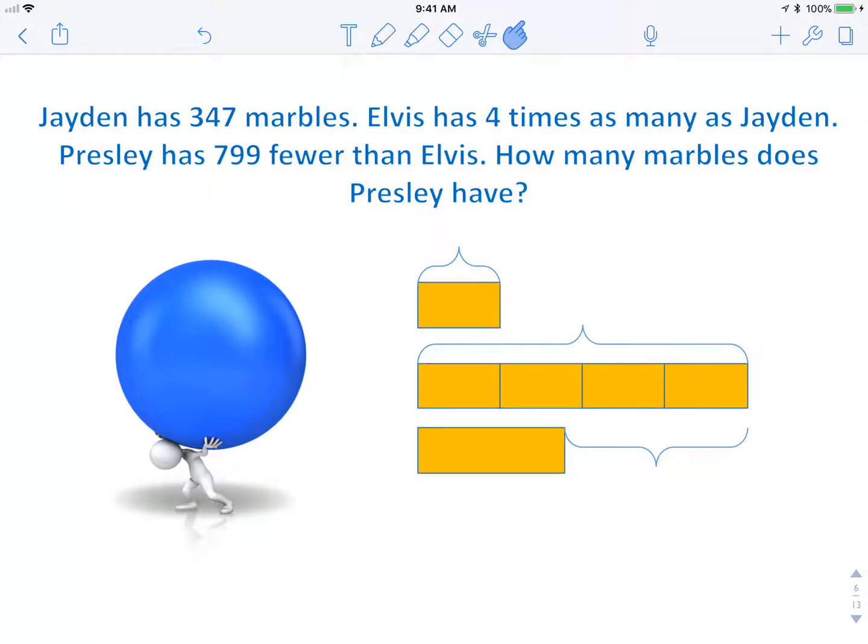Okay, Jaden has 347 marbles. Elvis has 4 times as many as Jaden. Presley has 799 fewer than Elvis. I think Engage New York's trying to get a little funny on their names here. How many marbles does Presley have? Okay, look at the tape diagrams. How are you going to fill those out? Go ahead, pause, and solve.